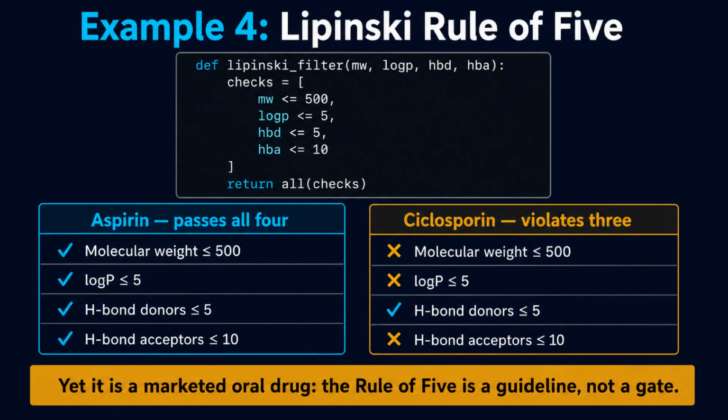Example 4 implements Lipinski's rule of 5, the drug-likeness filter. Create a function that calculates molecular weight, logP, hydrogen bond donors, and hydrogen bond acceptors, then checks if each is within the established limits. Return both the values and pass/fail status for each criterion. This is a fundamental filter in drug discovery.